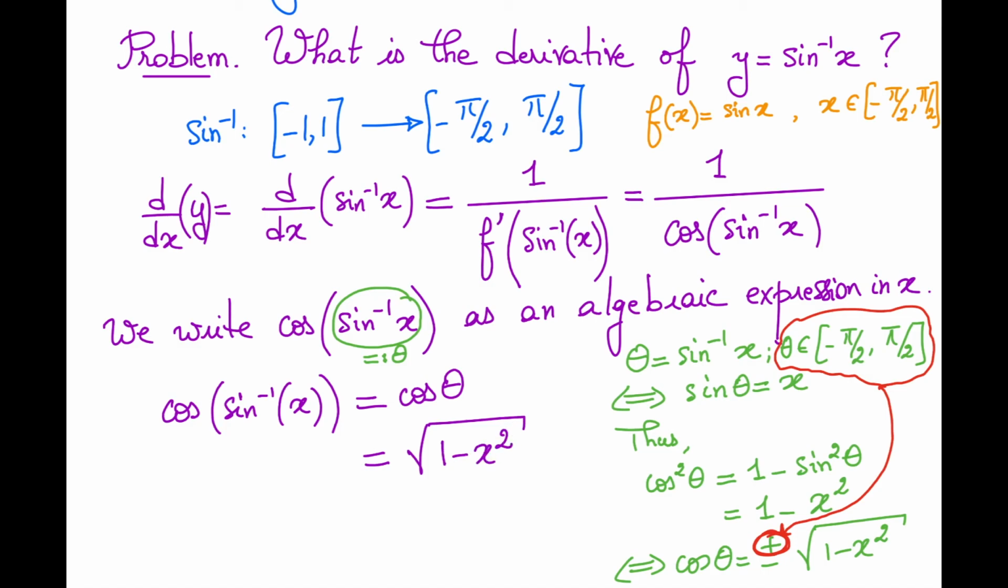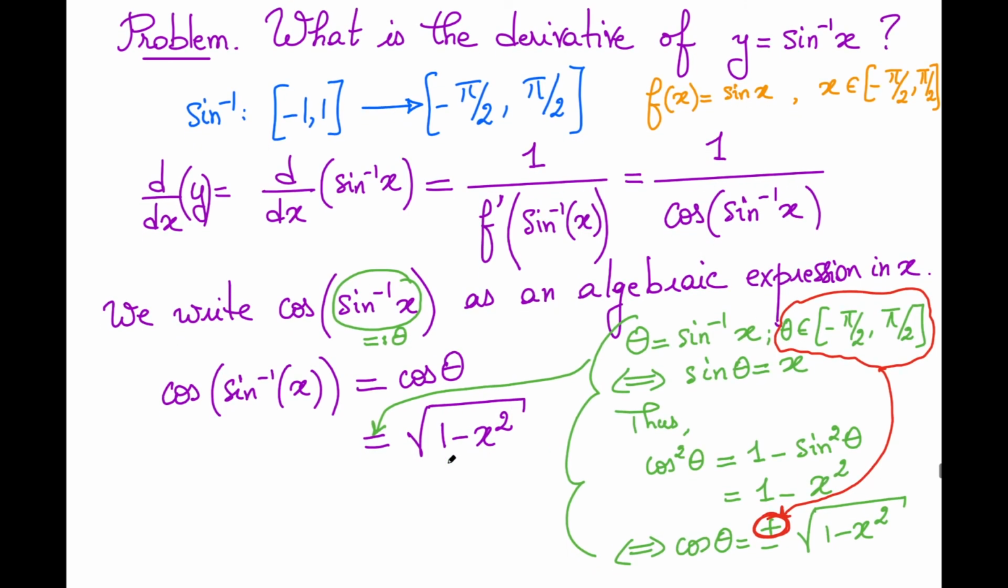And this whole discussion was needed to transition. Make sense? At the end of the day, we wrote cosine of sine inverse of x as an algebraic expression in x. You see, that's the algebraic expression. I don't see anything that has to do with sine and cosine anymore. So what's the derivative of sine inverse then? It's 1 over that guy, which is the square root of 1 minus x squared.